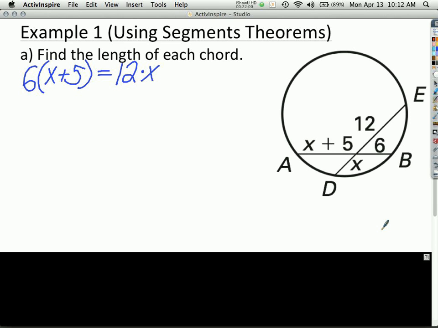All right, Jada, what do you get for x? 5. X equals 5. But that's not what we were asked for. We were asked for the measurements, the lengths of each chord. So we need AB and we need DE. What is the length AB?